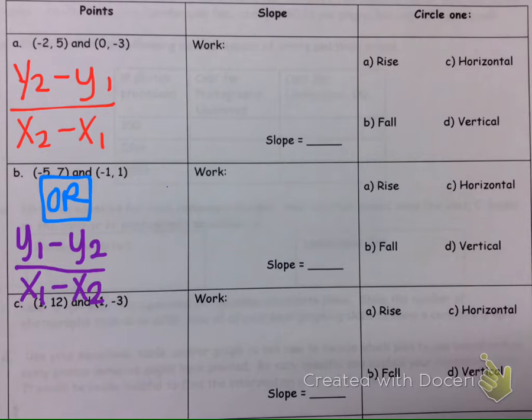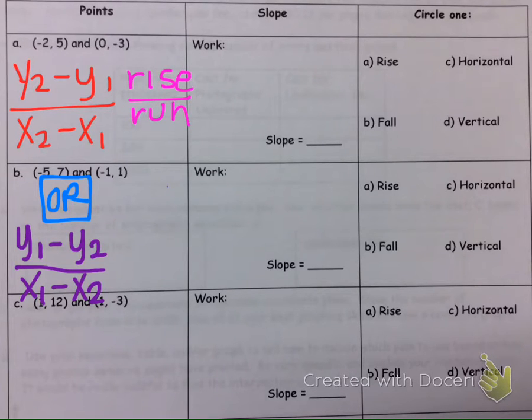Find the slope between the 2 points. Identify if the line is rising, falling, horizontal, or vertical. So, many of you probably remember this easily. Rise over run. So we need to know the formula for finding the slope.